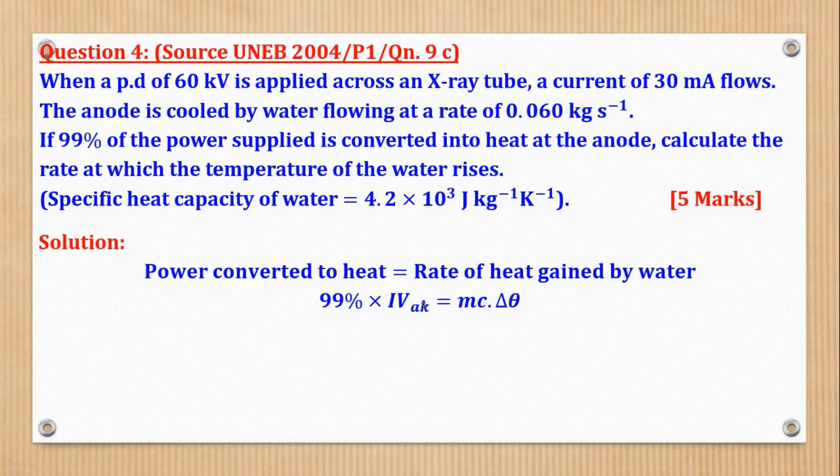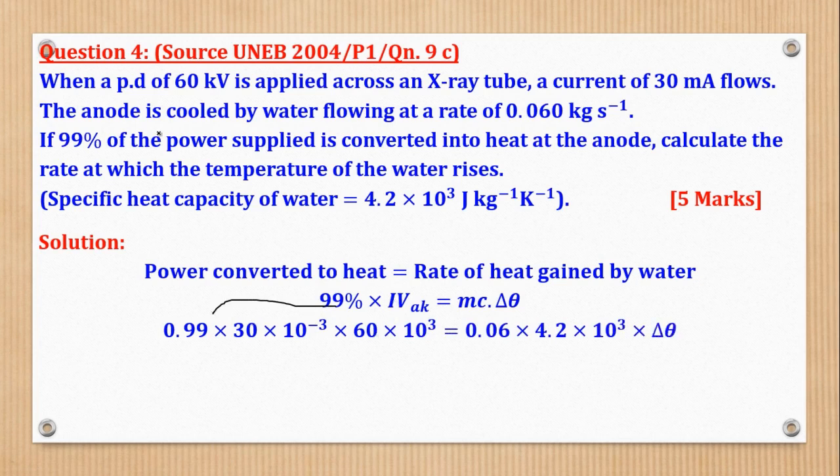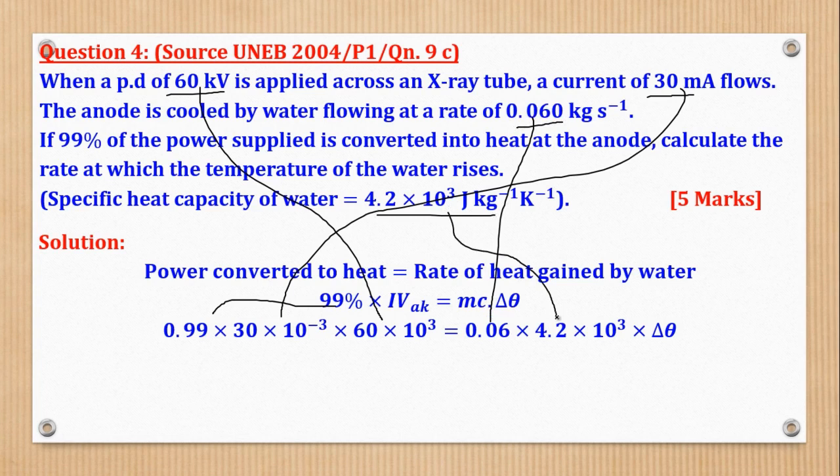Okay, now we shall substitute. 99% is 0.99, current is 30 milliamps, so we convert it to ampere by multiplying by 10 to the power -3. Then VAK, the accelerating PD, was given as 60 kilovolt. You convert to volt by multiplying by 10 to the power 3. Then the mass per second is 0.06, it is here. Then the specific heat capacity is here, 4.2 × 10³.